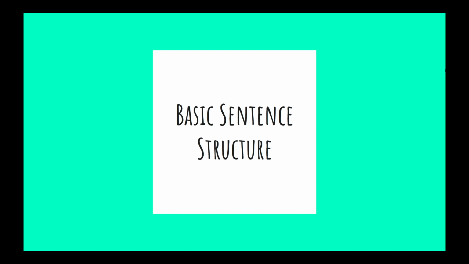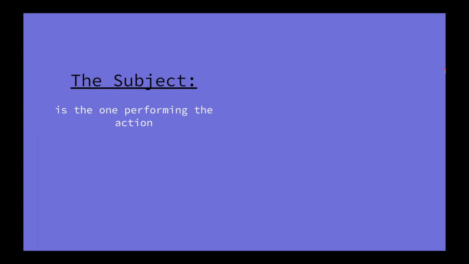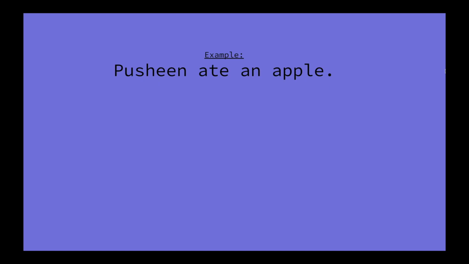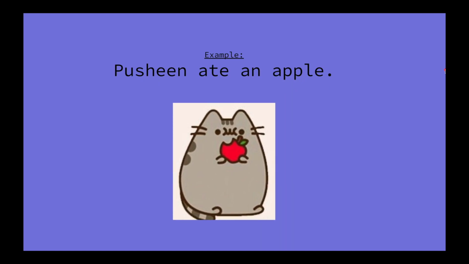We're going to start today by talking about basic sentence structure. We'll need to know about the subject of the sentence, the object of the sentence, and the verb of the sentence. Our example sentence today is Pusheen ate an apple.